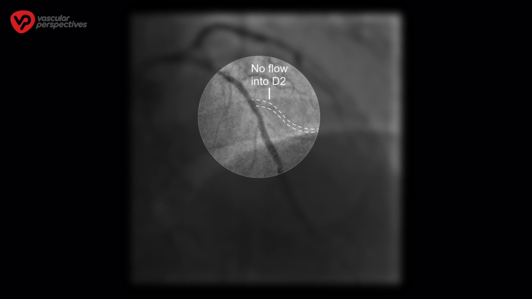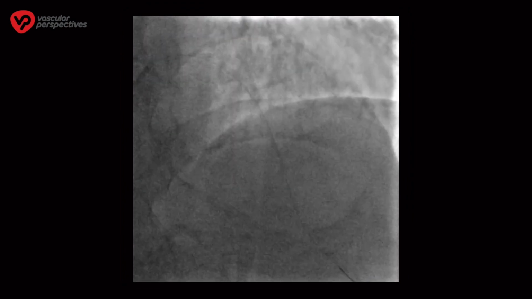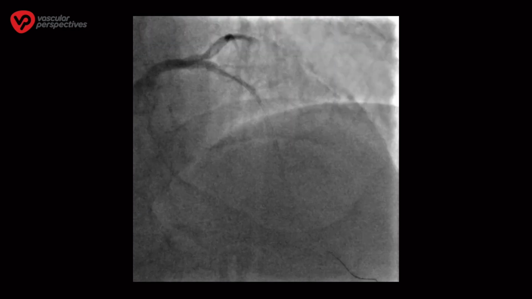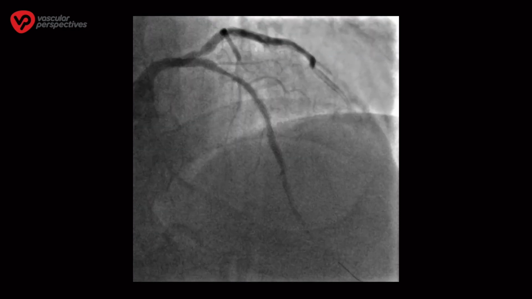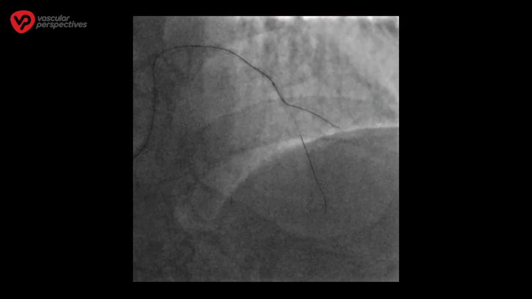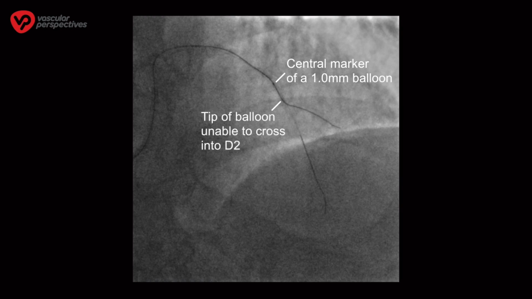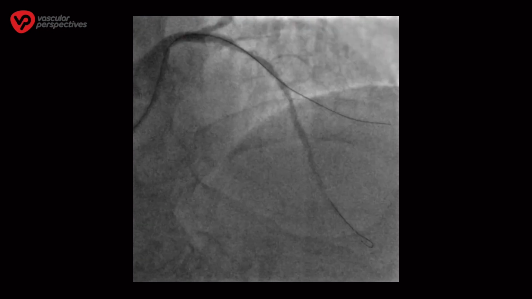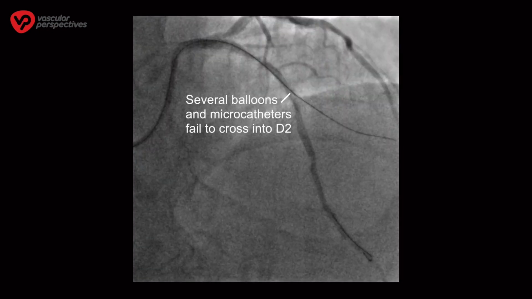At this point, the patient developed some chest pain and some ECG changes, so I was keen to recanalize this, particularly to resolve the patient's symptoms. So I decided that I would have to use a more robust wire. I was able to get back into the diagonal branch with a Gaia Second wire. What you can see here is me trying to cross into that with a small balloon. This is a 1.0 balloon, and you can see with the middle marker in the balloon, the front edge of the balloon can't cross into D2. I went on to try several other balloons and also several other microcatheters, but was never able to cross into D2.